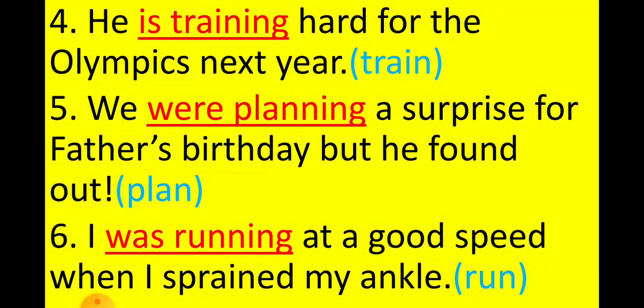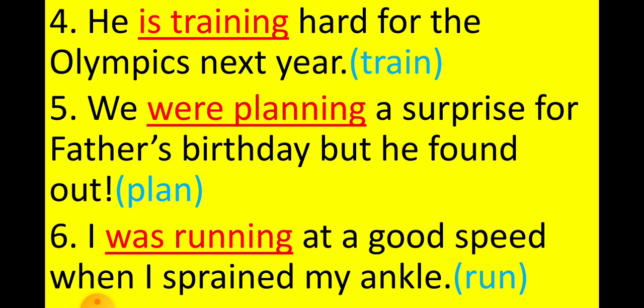The fourth question. He dash hard for the Olympics next year. The verb hinted in the bracket is train. So the Olympics is to take place next year, which means at present he is training hard. So we are to use the present progressive tense of the verb hinted in the bracket, which is training. He is training hard for the Olympics next year.